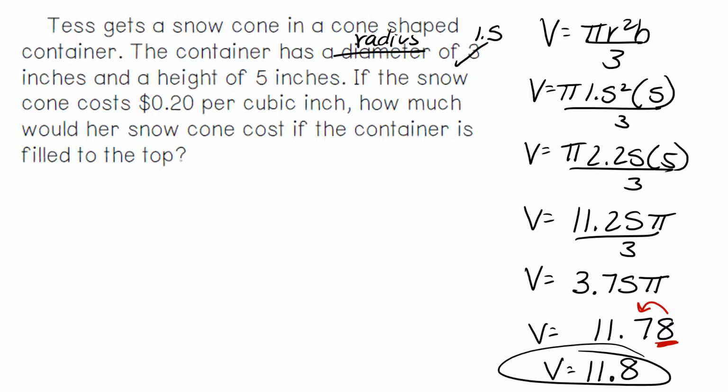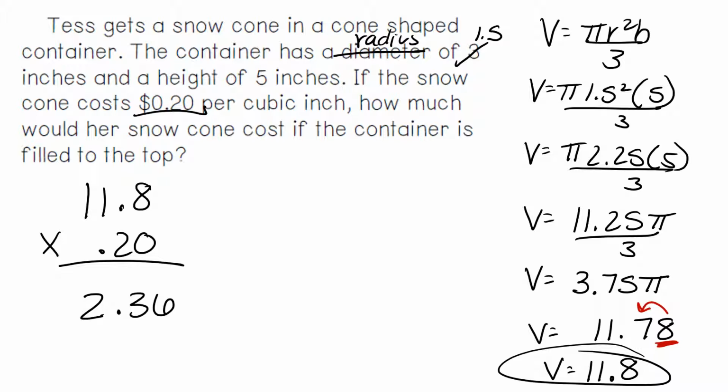We have a volume of 11.8, but it costs 20 cents per cubic inch. So we have to take our answer and multiply it by the price. 11.8 times the 0.20 is going to give us 2.36. We are going to leave this answer with 2 decimal places because it asks us how much would the snow cone cost. Money is always 2 decimal places, and so it's going to cost $2.36.